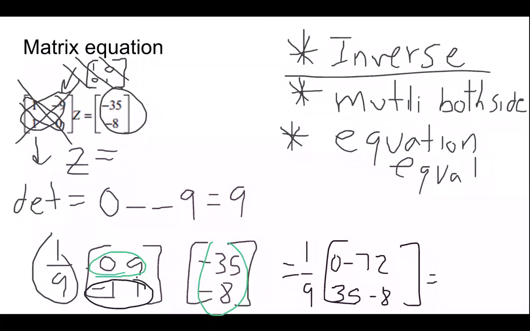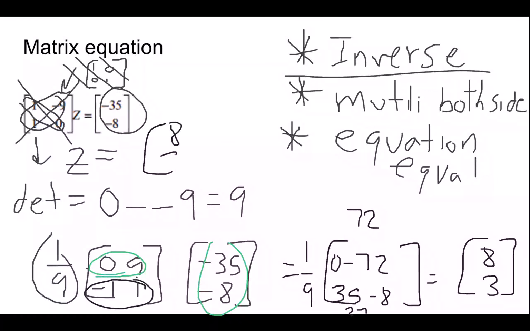So we're going to subtract these things. When I subtract this, it just gives me 72. And when I subtract this, it gives me 27. And then I'm going to divide it by 9. So my final answer should be 8 over 3. And so now we've found what z equals. It equals 8 over 3.